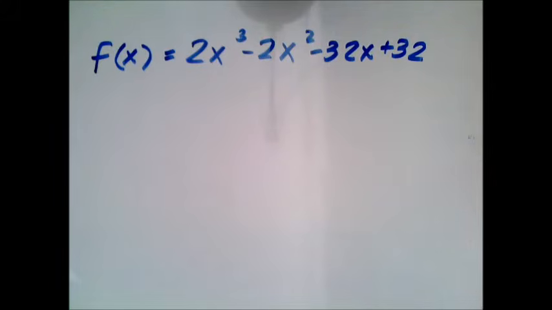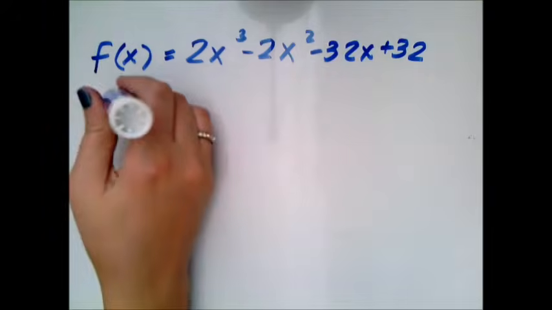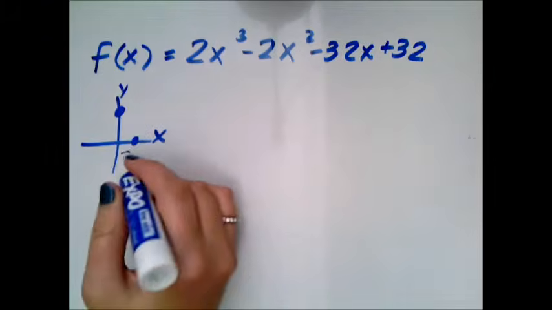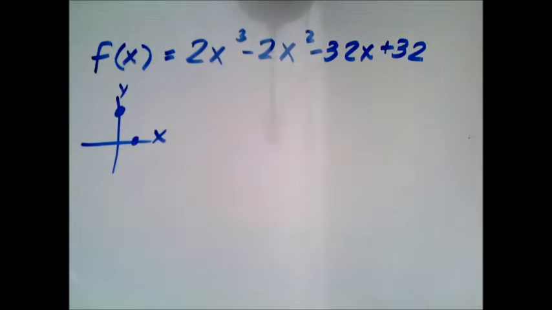Here we're trying to find x and y intercepts. So just like with a line or with anything, what do x and y intercepts mean? It's where does it cross the y, where does it cross the x? Maybe it crosses the x in more than one place because this is a polynomial.